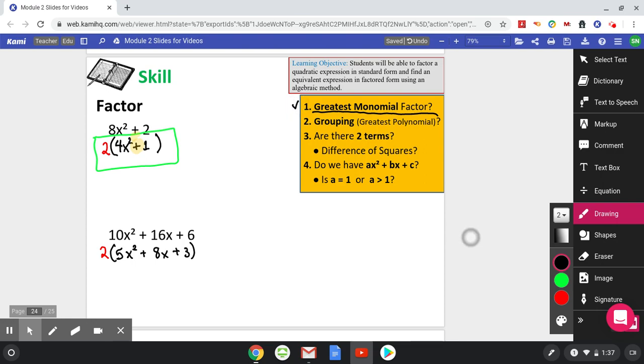In this problem, there is no grouping. Now we have to determine if we have two terms. Are there two terms in this problem? We have the 5x squared, that's 1, 8x, that's 2, and 3, that's 3. We are unable to use the difference of squares method in this problem.